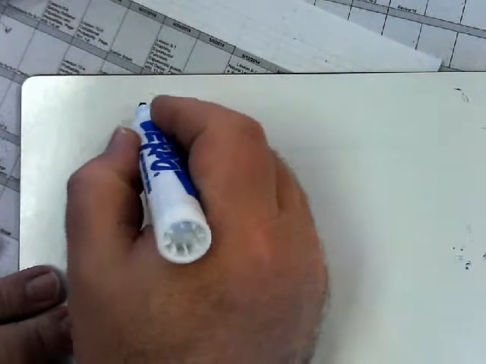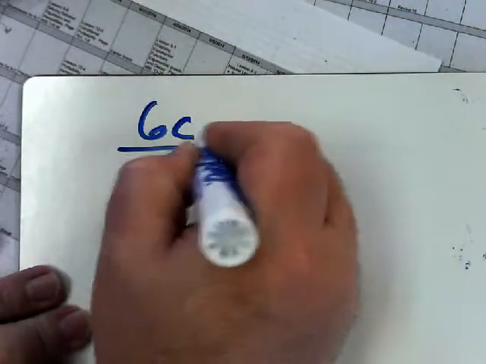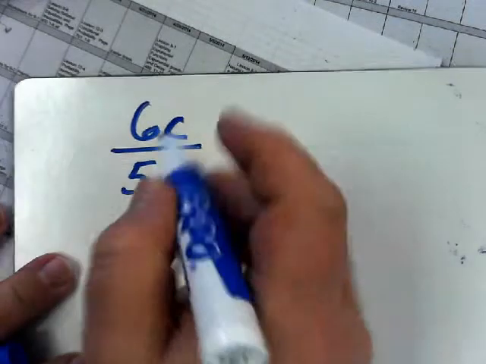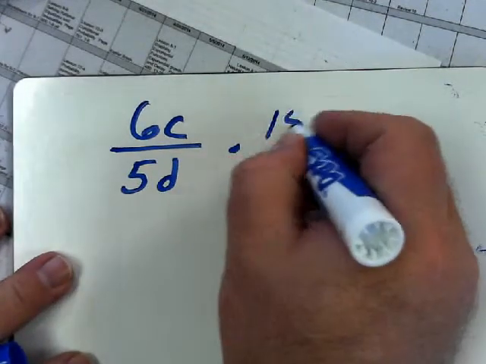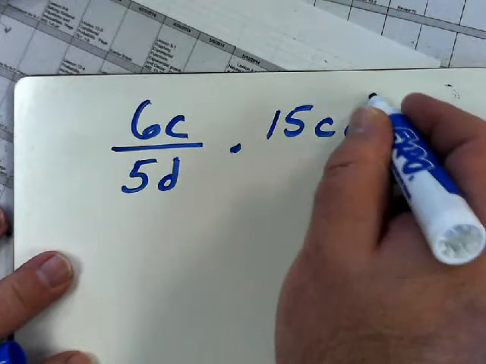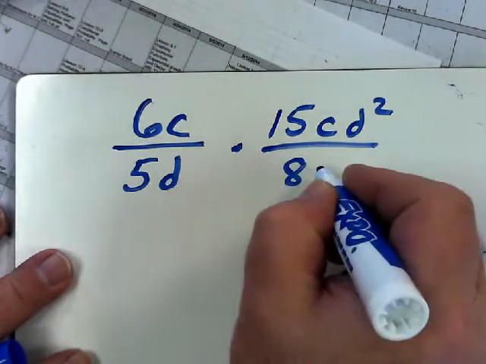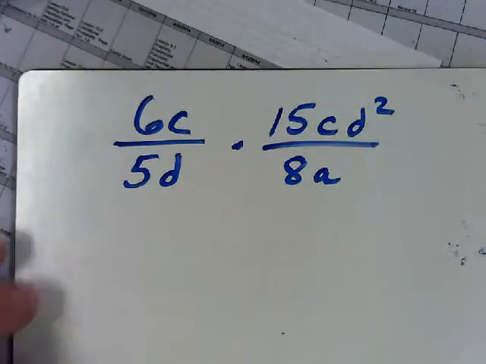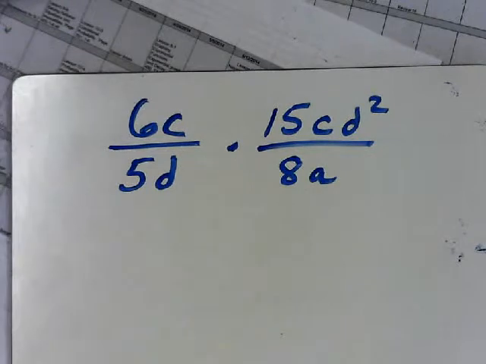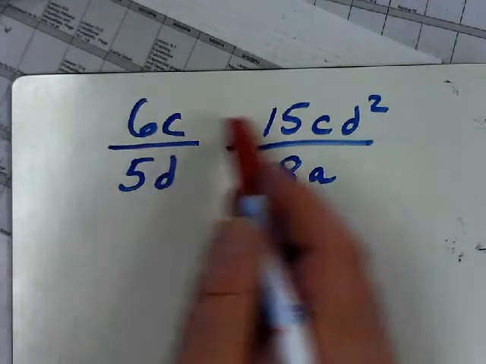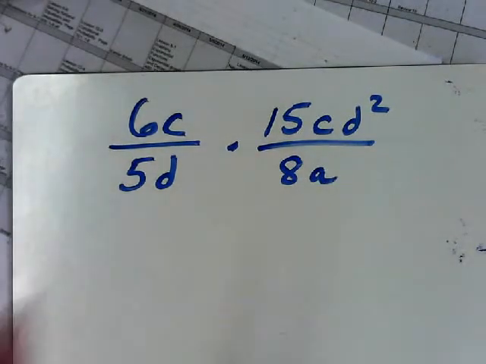We have an expression like this: 6c over 5d times 15cd squared over 8a. There are a couple of different ways you can look at this, but before I even start, because it's straight multiplication, it's like having all of this in the numerator and all this in the denominator, right?